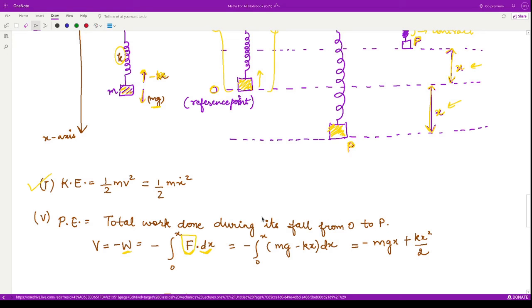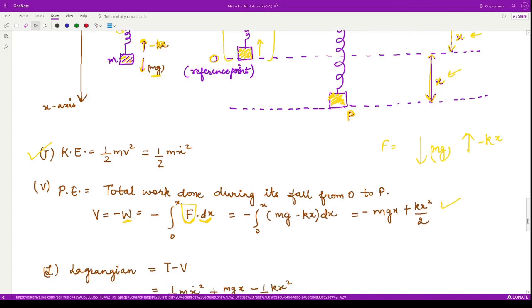Now what is this F? We have two forces working on our system. One is this downward force, and this force would be mg due to gravity. One is this upward force. This would be due to the spring, which will pull it up. So it would be minus kx. Therefore the force would be mg minus kx, and dx as such. Now we can integrate this. We would get mg into x, limits varying from 0 to x, so it would just be x, and here it would be minus kx square by 2. So you'll get potential energy as this one.